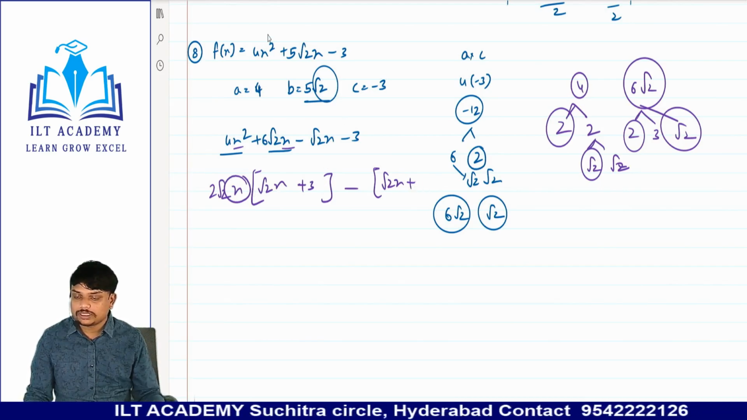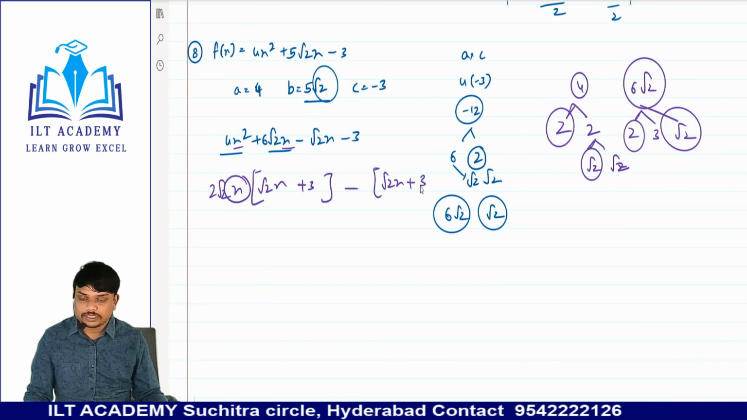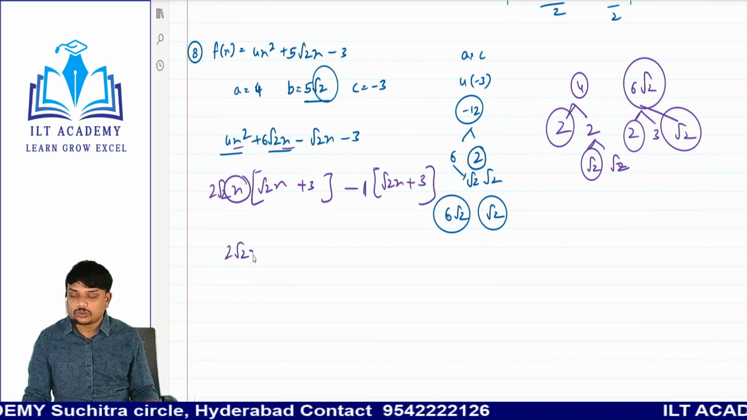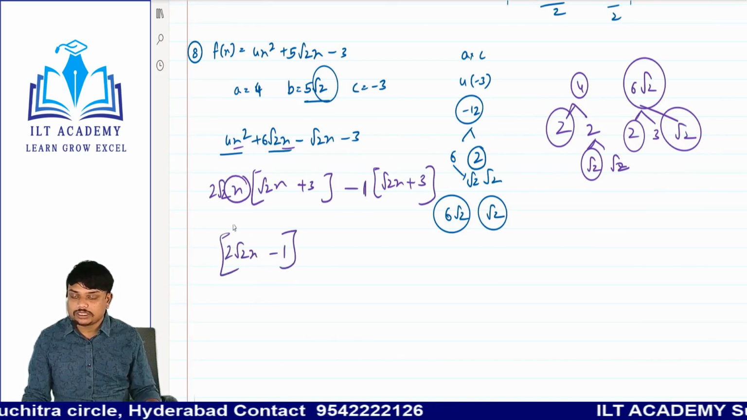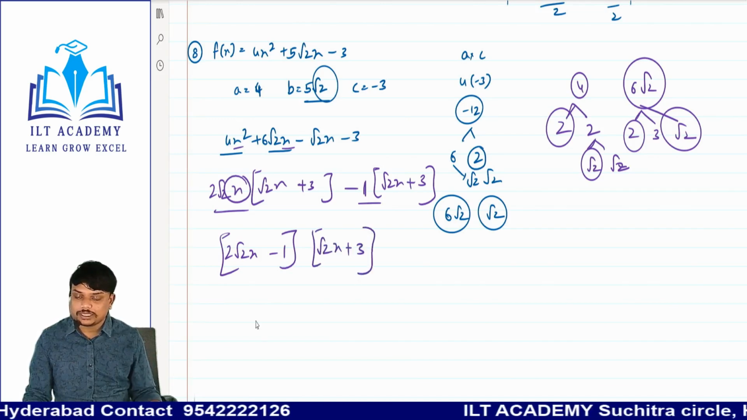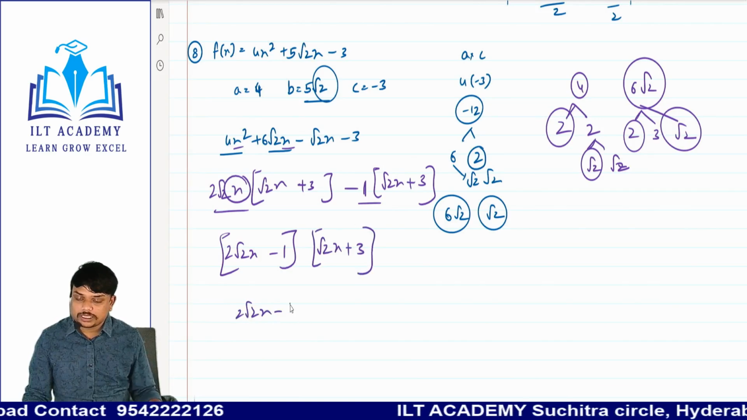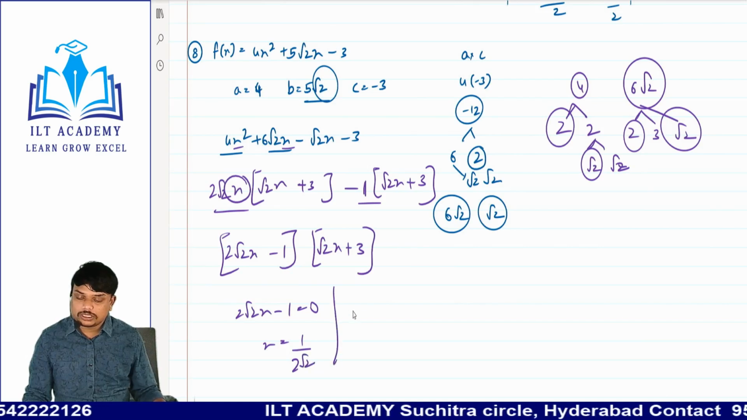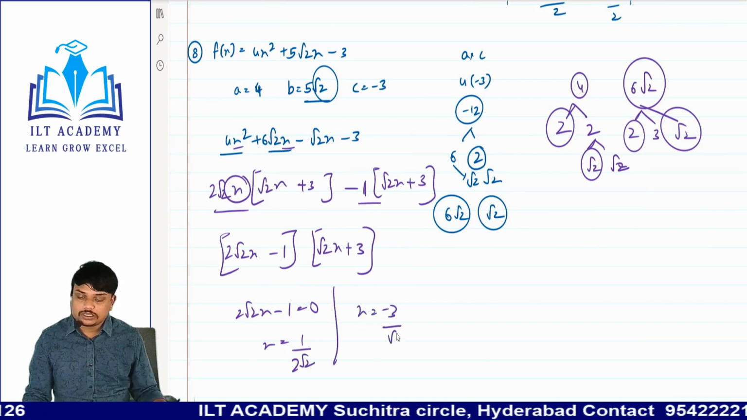Root 2x plus 3, right? So root 2x, 3 बराबर minus 1, so 2 root x minus 1 okay, and this into what, under root 2x plus 3. Now 2 root x minus 1 is equal to 0, so x is equal to 1 by 2 root 2. Here x is equal to minus 3 by root 2.